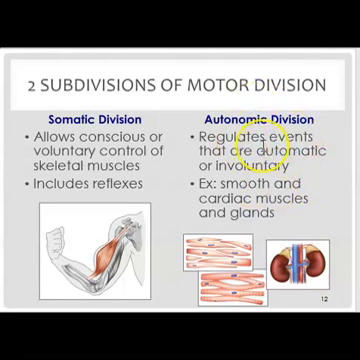And then your autonomic division is further divided into two categories called the sympathetic, which is kind of our fight or flight system, and the parasympathetic, which is the rest and digest system. So that's how the nervous system is organized, going from the central nervous system and peripheral. And then peripheral is further divided into sensory or motor divisions, and then the motor division is further divided into somatic and autonomic, and then the autonomic is further divided into the sympathetic and the parasympathetic.